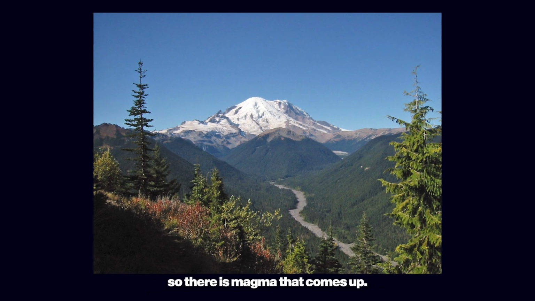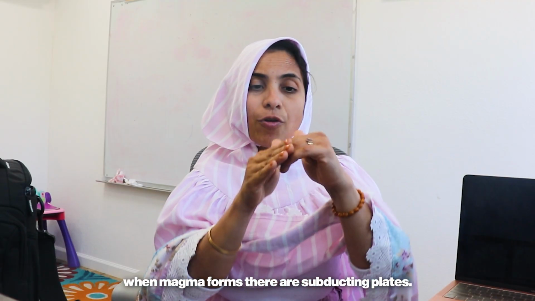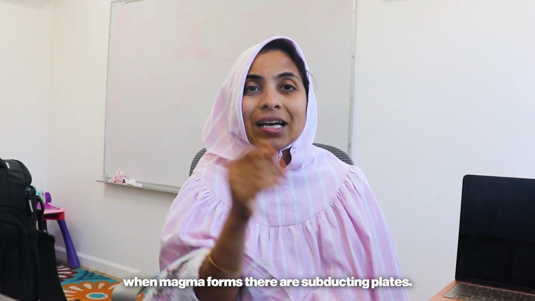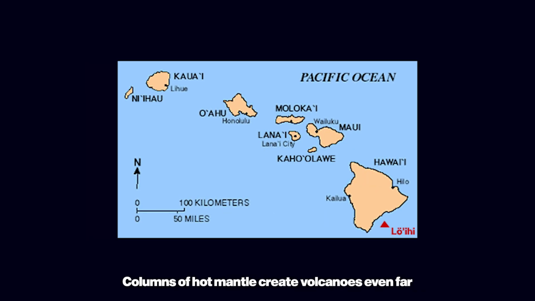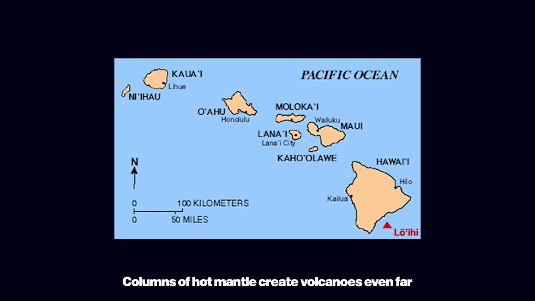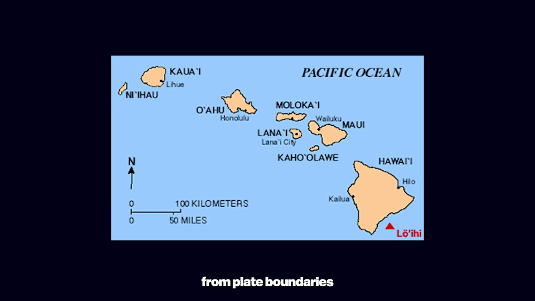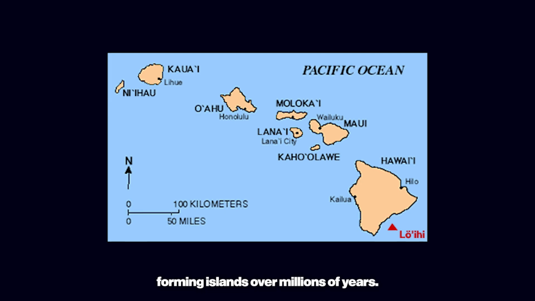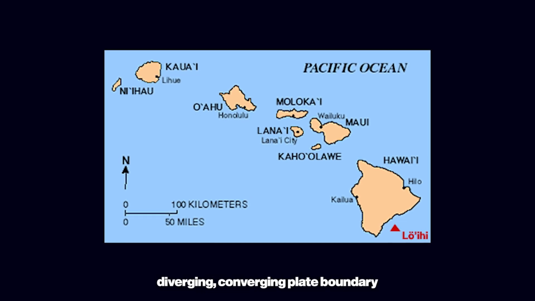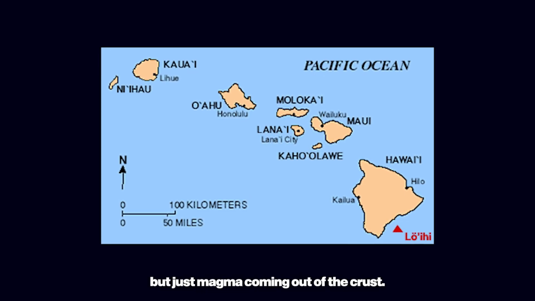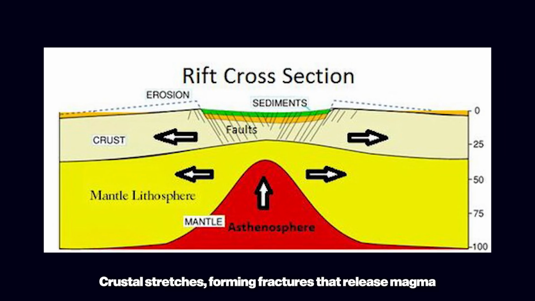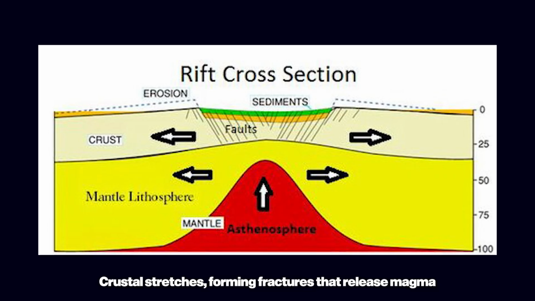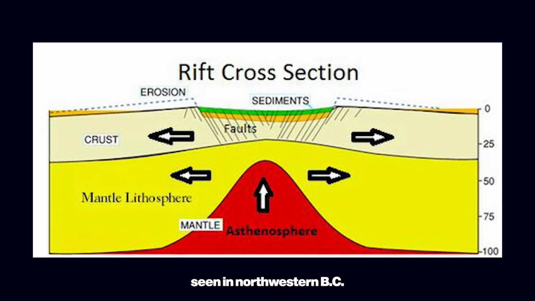So there's magma that comes up when magma forms near the subducting plates. The third type is mantle plumes or hot spots, for example, Hawaii. Columns of hot mantle create volcanoes even far from the plate boundaries, forming islands over millions of years. So it does not have to be at a divergent or convergent plate boundary, but just magma coming out on the crust. Fourth is continental rifting. Crustal stretching forms fractures that release magma, as in northwestern British Columbia.